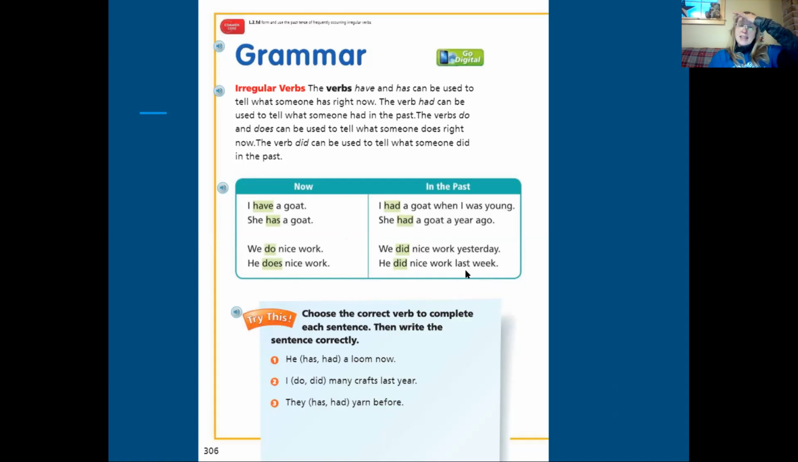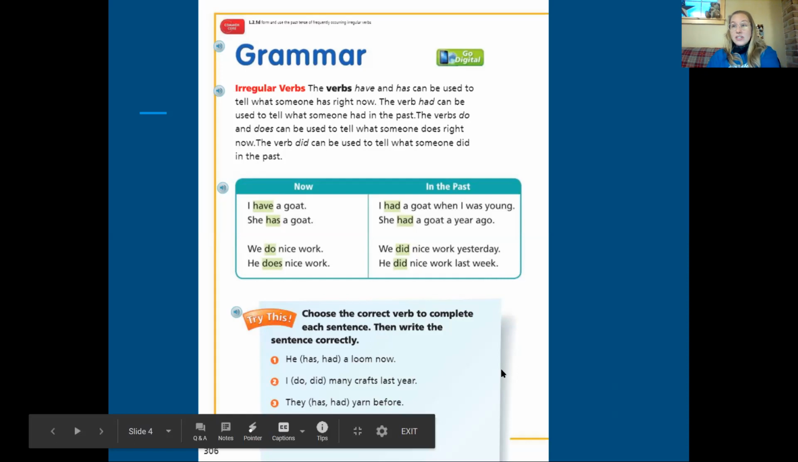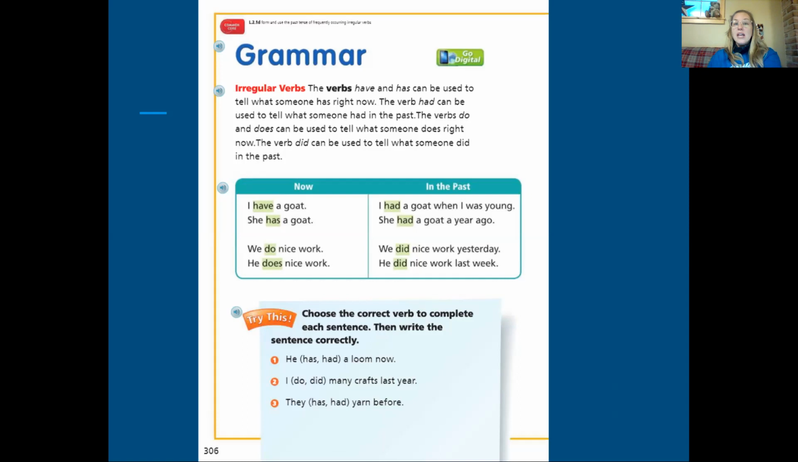Context clues, past tense. I'd like you to go ahead and answer questions 1 through 3, and then go ahead and send your teacher those answers. I'm going to read them to you, boys and girls. Choose the correct verb to complete each sentence. Then write the sentence correctly. If you feel like you can rewrite each sentence, that's great. If you have the sheet printed out already and you're looking for differentiation, you could just circle the correct irregular verb.